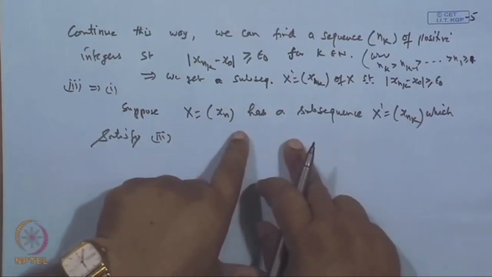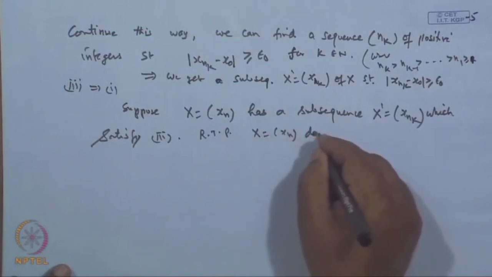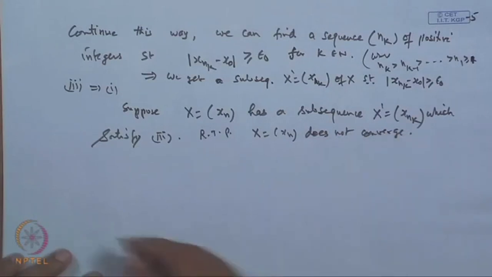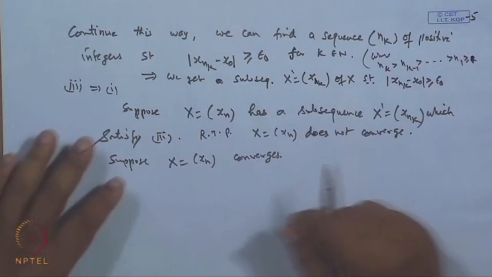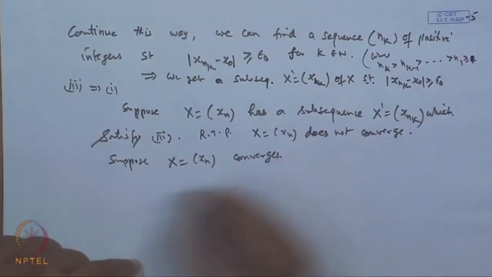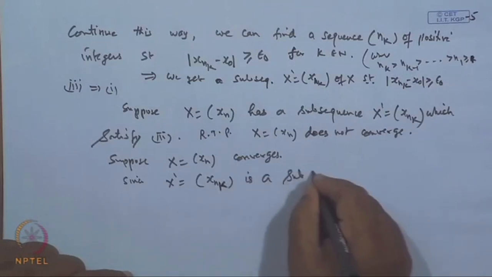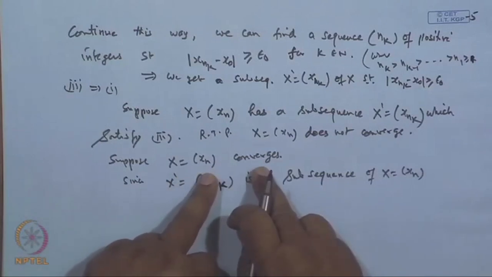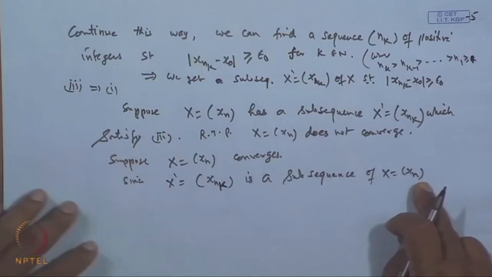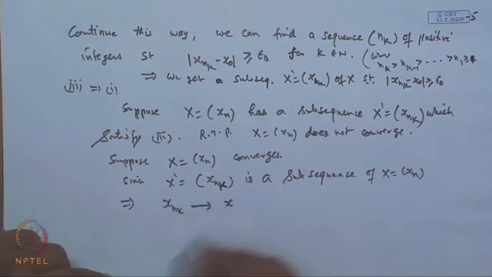Once it is there, then we are required to prove the sequence x, which is x n, does not converge. This we wanted to show. Suppose it is not true. Suppose the sequence x, which is x n, converges. Now, since x dash, which is x n k, is a subsequence of x, and this sequence we have assumed to be convergent, all of its subsequences must be convergent, by the just previous law. So, this implies the sequence x n k must converge to x.